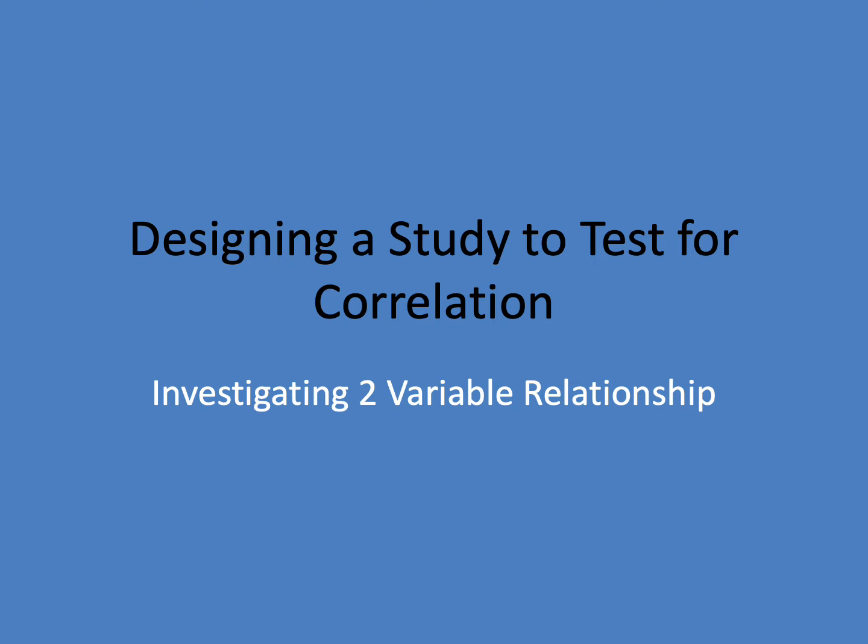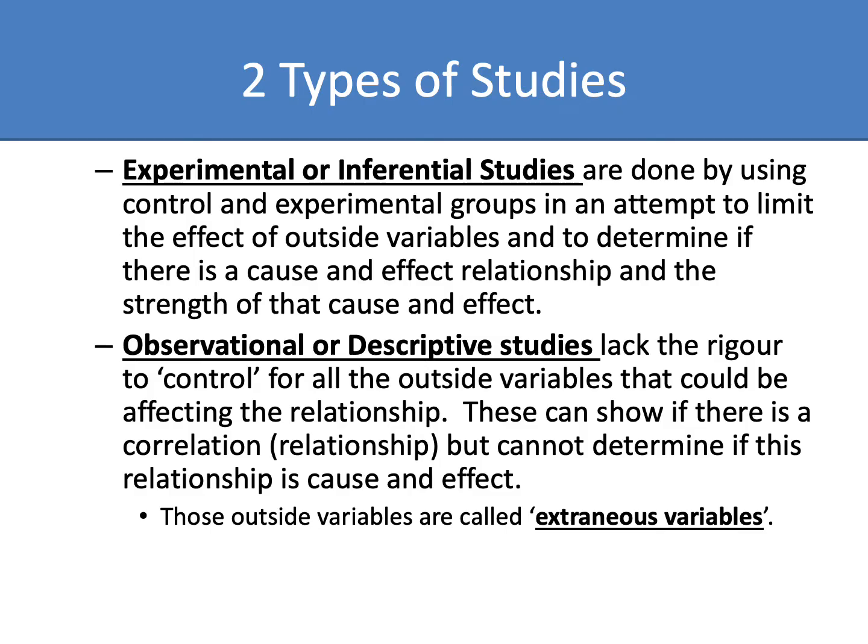We're going to look at designing a study to test for correlation, investigating whether or not there is a cause and effect relationship between two variables. So there are two types of studies that we're going to talk about today, experimental versus observational.